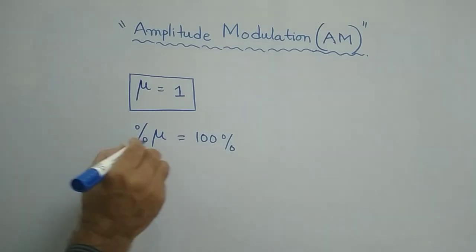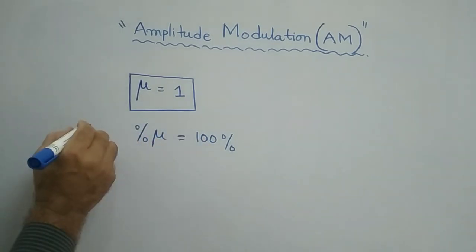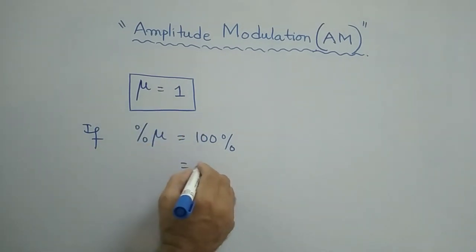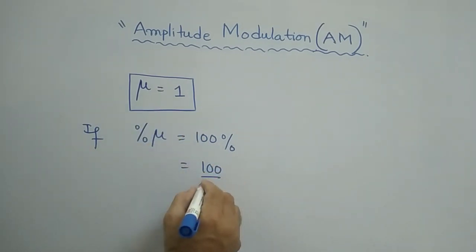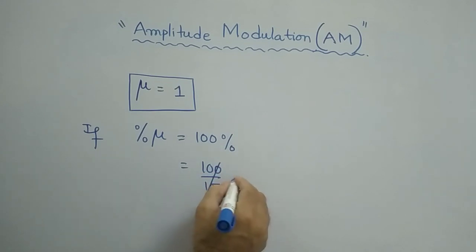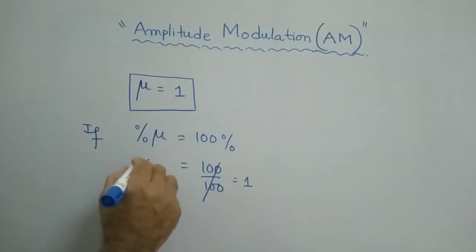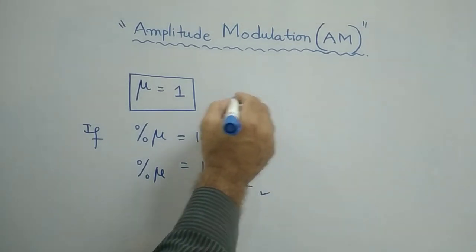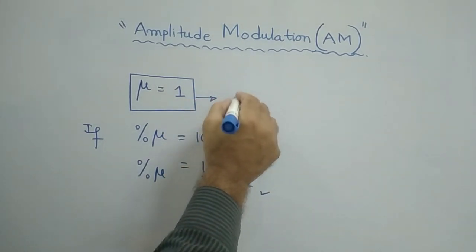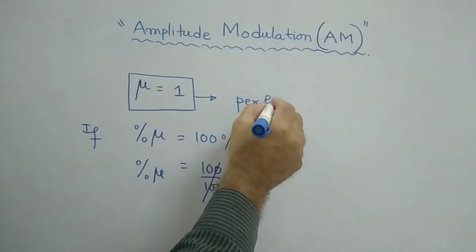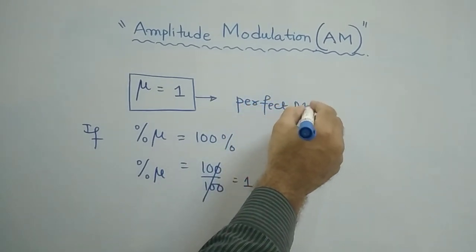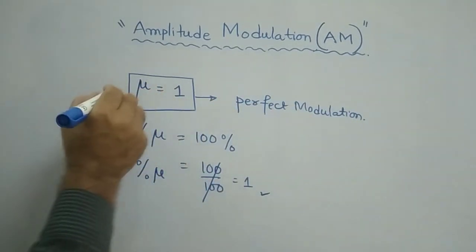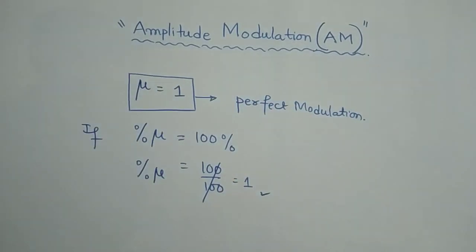Percentage of modulation is equal to 100%. If the percentage of modulation is 100%, that is nothing but 100 by 100, which is equal to 1. So mu is equal to 1. If mu is equal to 1, then it is called perfect modulation.